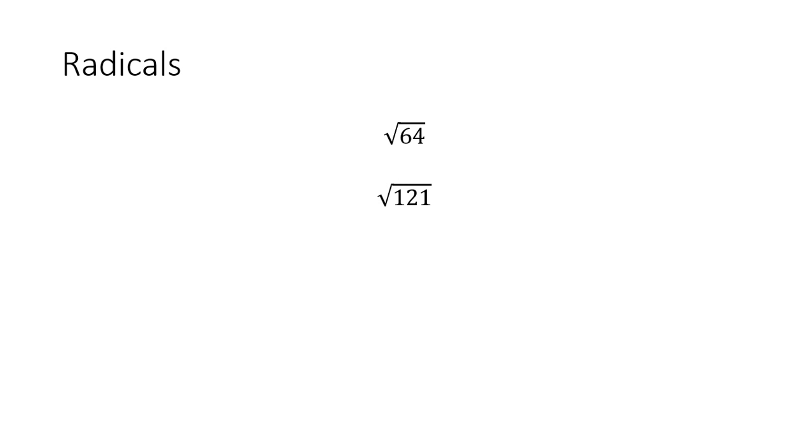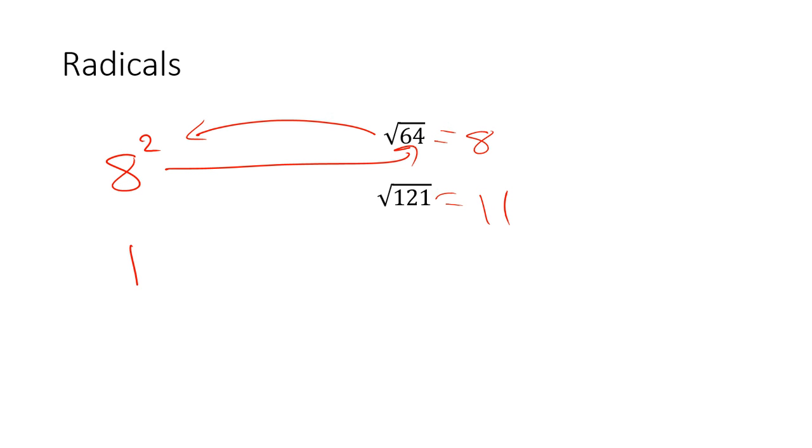Radicals are your square roots. So if you're given something like the square root of 64, hopefully you remember these from earlier classes. The square root of 64 is 8. Okay. And the square root of 121 is 11. To find these, you've got to find what number, when you square it, gets you the number. 8 squared gets you 64. 11 squared gets you 121.